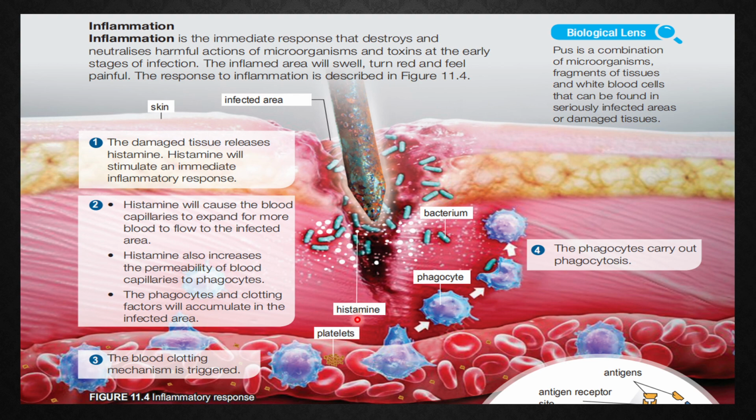Right? So this is the histamine and this is the phagocyte in action. So you get to see that. The blood clotting mechanism is triggered because of these clotting factors and also the presence of platelets. And next, the phagocytes themselves will carry out phagocytosis, okay, the process which we have just discussed. Alright, so this will then act to destroy the harmful actions of the microorganisms.